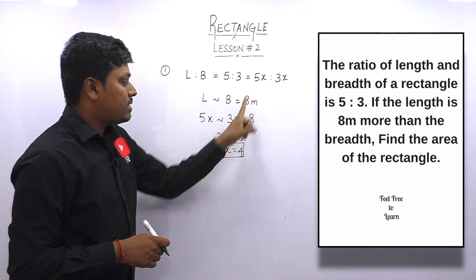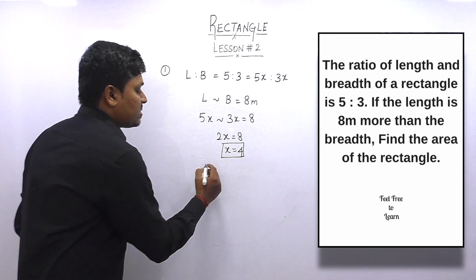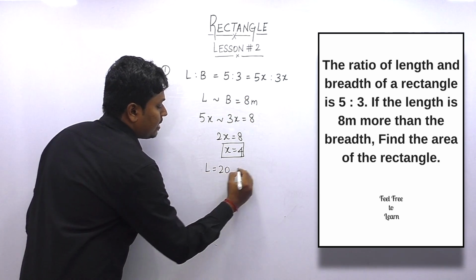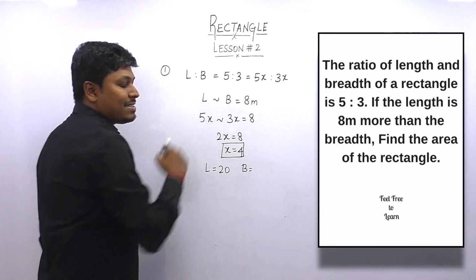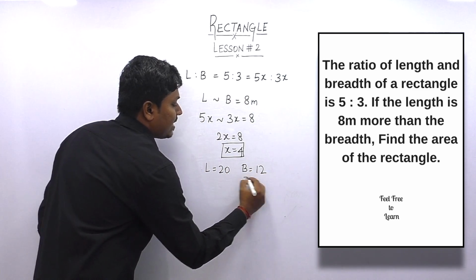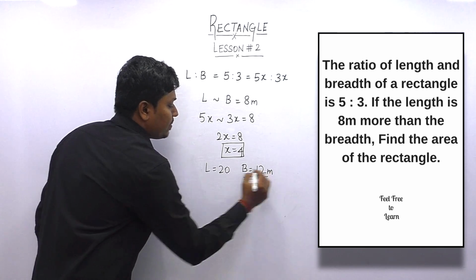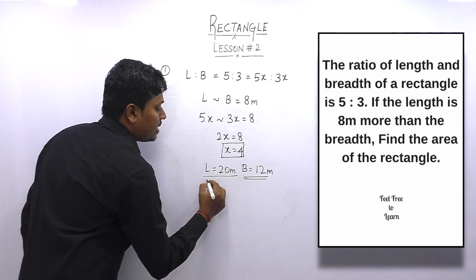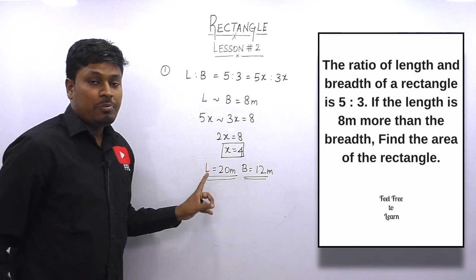So substitute here. So 5 into 4 will be 20. So we can say that length will be 20. Next is breadth. So breadth is taken as 3x. So 3 into 4 will be 12. So breadth will be 12. So finally we can say that the value of breadth will be 12 meter and length will be 20 meter. So length is 8 meter more than the breadth.